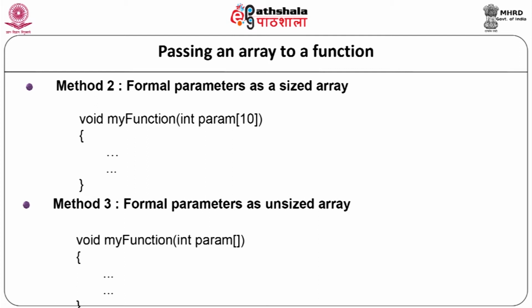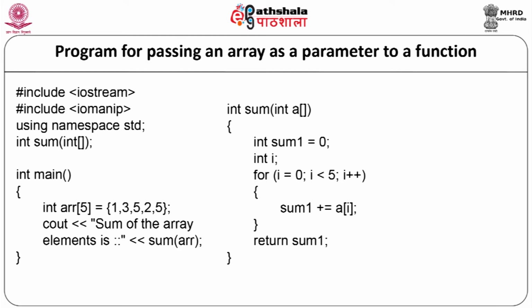Now, let us see a program to find the sum of array elements by passing an array as a parameter to a function. We will start with our program. #include <iostream>, #include <iomanip>, using namespace std. Here we are declaring the function as int sum(int[]);. We will start with our main function: int main(), int ar[5] = {1, 3, 5, 2, 5}. Here the array is declared as well as initialized.